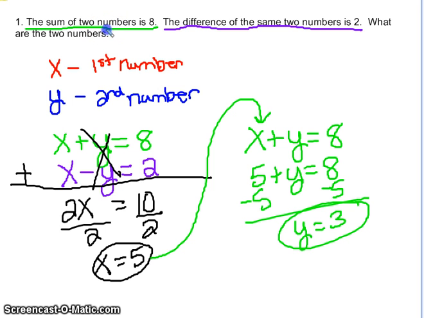You all didn't even tell me. I'm sure someone would have corrected me in class to tell me I needed a question mark there. 5 plus 3 does give me 8, and 5 minus 3 does give me 2. So it checks.